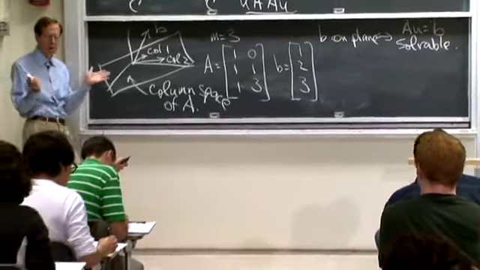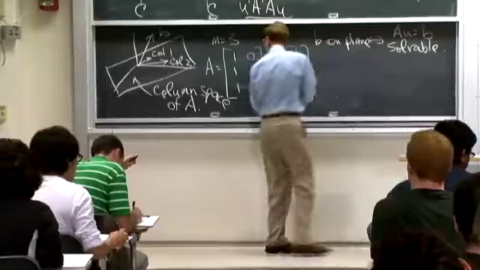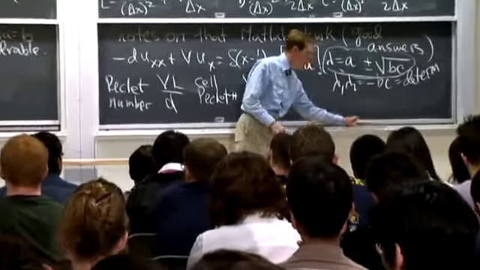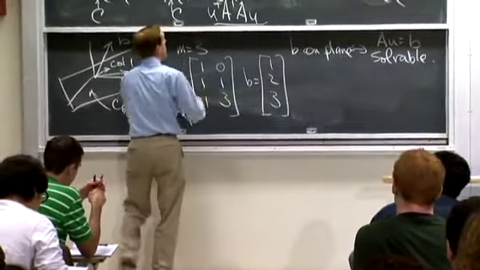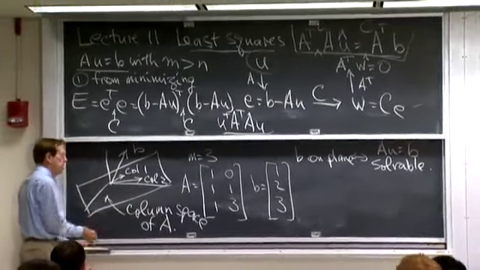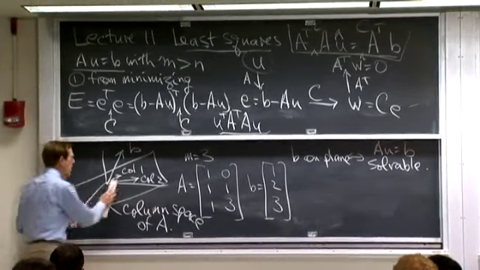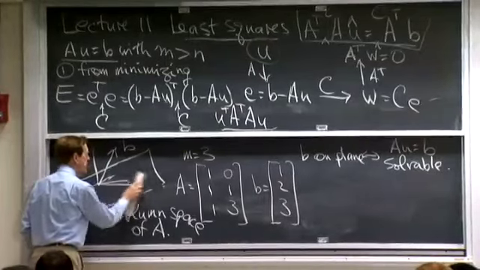Okay, now what? What happens when B is off the plane? Let me just complete that picture and you know what's coming. AU or AU hat is going to be on the plane, so I'm looking for the best U hat. Can I just erase this to make space for what you know I'm going to draw?